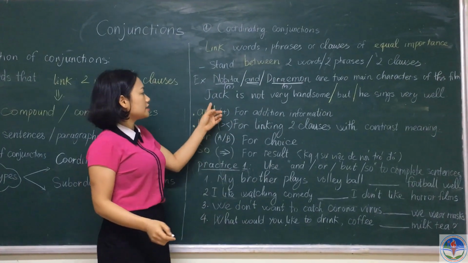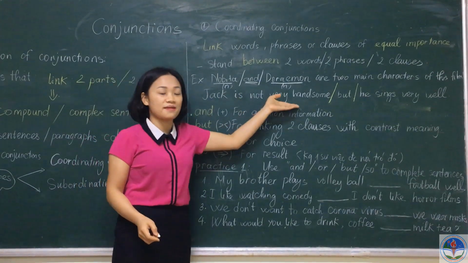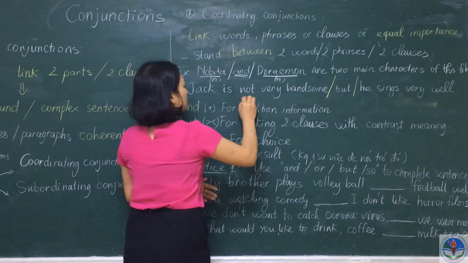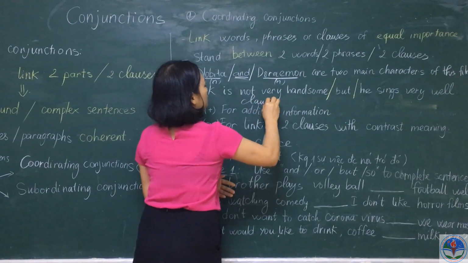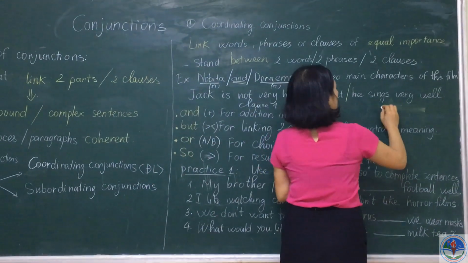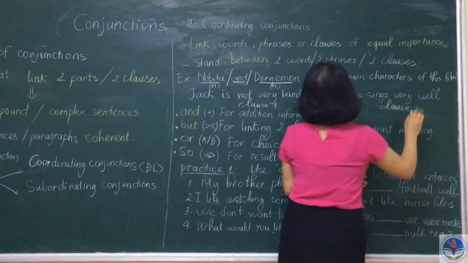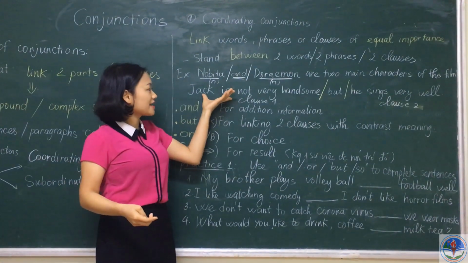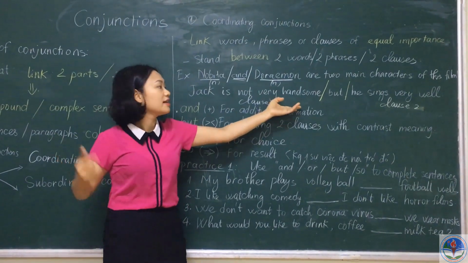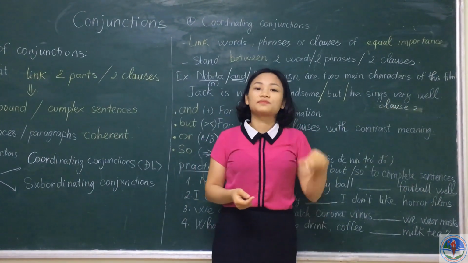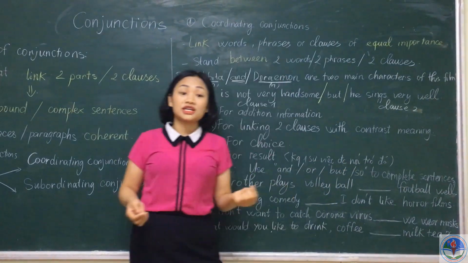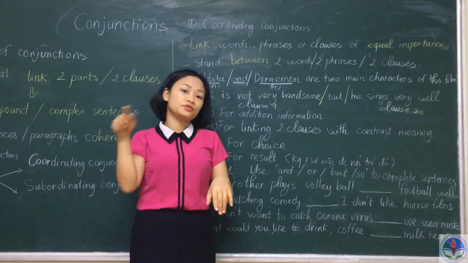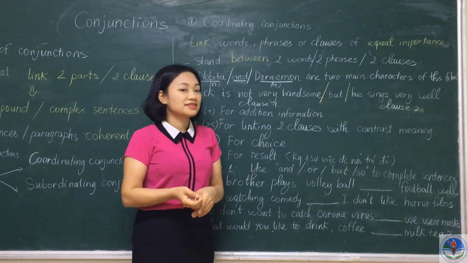Alright. The second example: Jack is not very handsome, but he sings very well. The first clause I call clause 1. Here I call clause 2. Clause 1 and clause 2 have contrast meaning. The first one, Jack is not very handsome, has negative meaning. He sings very well has positive meaning. So they have contrast meaning in the two clauses. So we usually use "but" in the middle of two clauses to make the sentence clearer.